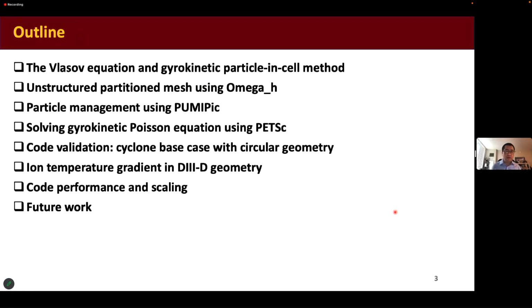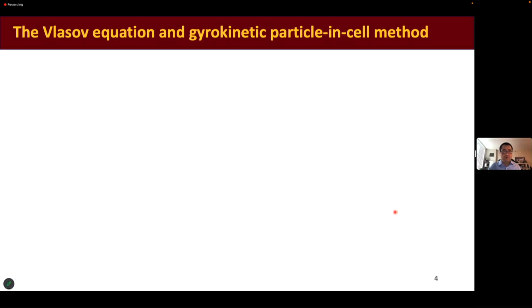In terms of outline, today I'll discuss the gyrokinetic particle-in-cell method, then our dependent libraries like Omega H, PUMIPic, and PETSc. Then we'll discuss code validation using a Cyclone base case, and then code performance and scaling studies, and the future work.